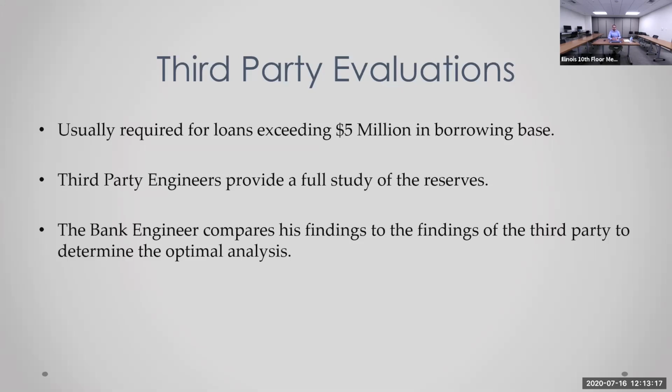If you're evaluating something that's worth $100 million, if you make one mistake, which I'm not saying you should, but if you do, it's good to have that third party engineer look at it. And that goes vice versa. If that third party engineer makes that one mistake, you can catch it, you'll know you're right, and they'll go ahead with the loan. So that's just another way of making sure that everything is correct, that we have the right evaluation, that we have the right dollar value for everything. And again, just another safety net. So the bank engineer compares his findings, the findings of the third party, to determine the optimal analysis.